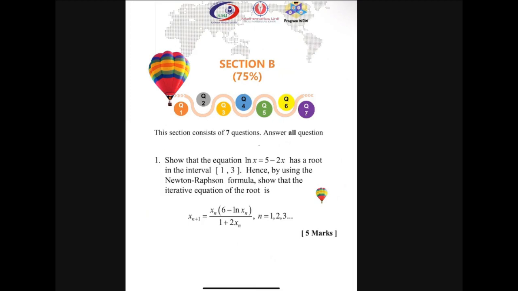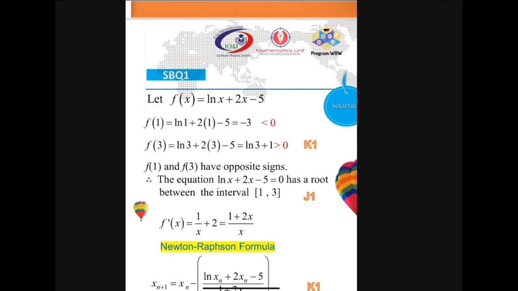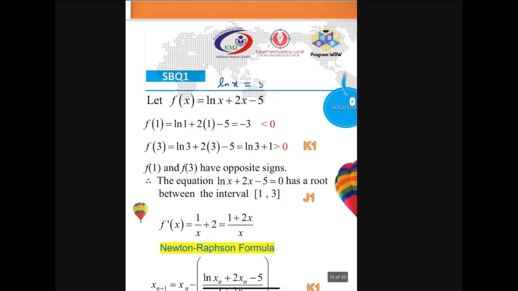Okay, so if we read the question carefully, they did not ask us to solve, but then we have to show from the basic formula, we have to simplify to show the xn plus 1 what the question asks for. Okay, so we start with the first part first. We have to show that our root actually exists in the interval of 1 up to 3. So first part, we have to define our function. As in the question, they only provide us with ln x equal to 5 minus 2x just now. Okay, ln x equal to 5 minus 2x.